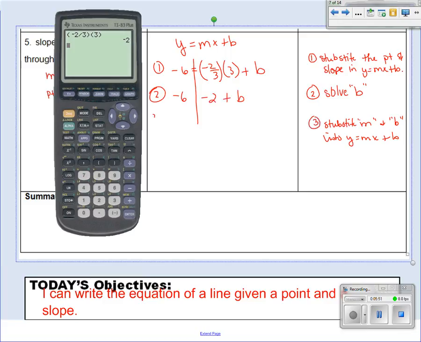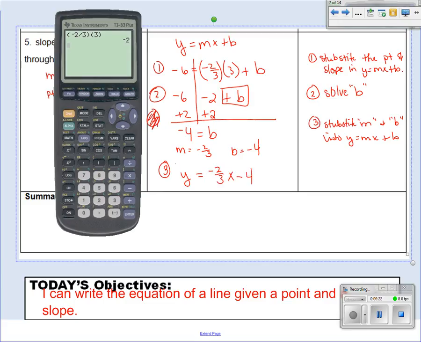Last steps, we want to solve for b. So let's get b by itself. We do the opposite of the -2. That's positive 2. And -6 plus 2 is -4. And b equals -4. So our m that was given was -2/3. B that we just solved for was -4. Our equation then, step 3, is y equals m, which is -2/3, x minus 4.